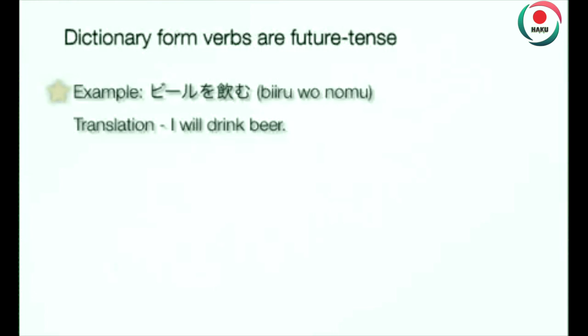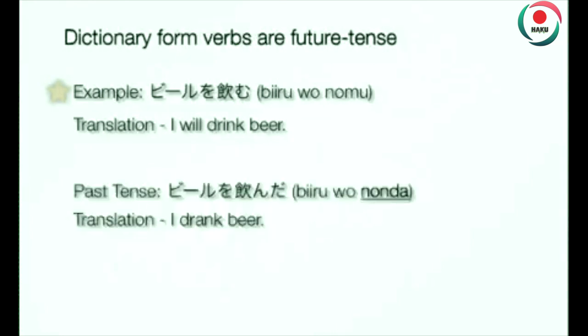To get the verb into its past tense form, for example, if you wanted to say "I drank beer" instead of "I will drink beer," you need to change the verb into its ta form. So in our example, the ta form of "nomu," drink, is "nonda." So the sentence would become "biru o nonda," and now you have the past tense form.